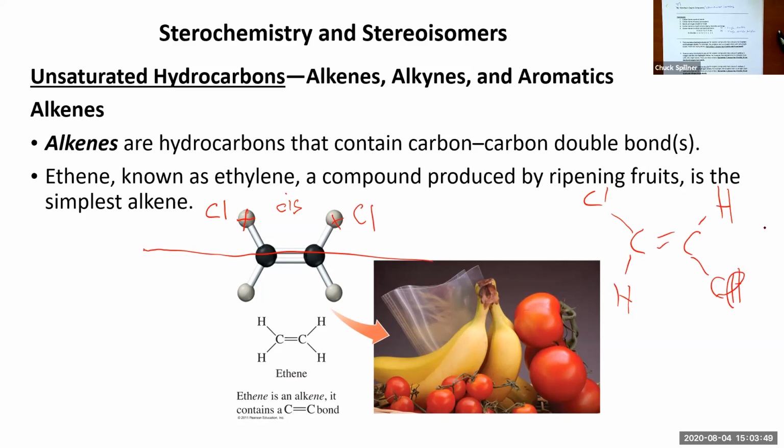Now the chlorines are on opposite sides of that double bond. One chlorine's below it, one chlorine's above. I'll call this the below, and this is the above. Not written very good. This is the above. This is the below, sort of. So when they're on opposite sides of the double bond, this is trans. So this is a trans molecule. So I'm going to show more of those as we go on.